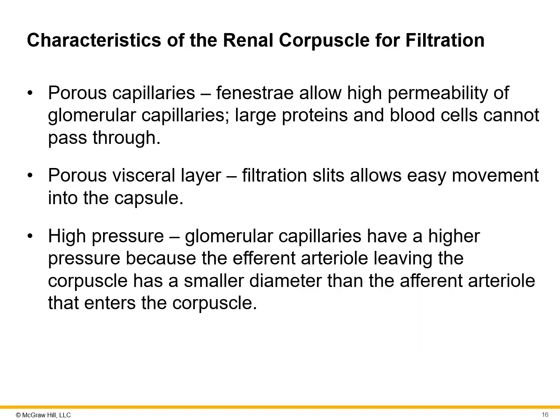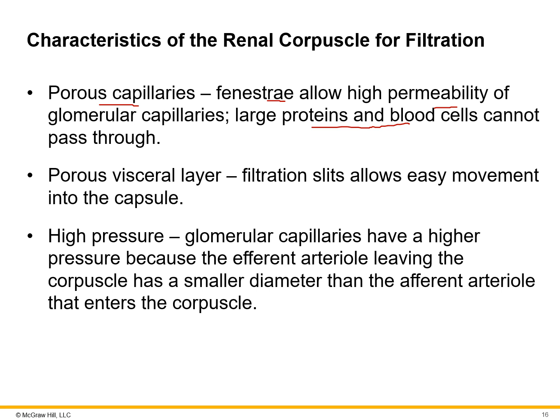So the characteristics here for that filtration, we have porous capillaries. Again, those fenestrae, those kind of openings there, are very permeable, meaning lots of things can come in and out of the glomerular capillaries. Large proteins and blood cells, though, cannot pass through. So they're bigger openings, but they're not huge. They're not letting everything in, but definitely ions and a lot of solutes, just not really big proteins or cells themselves.